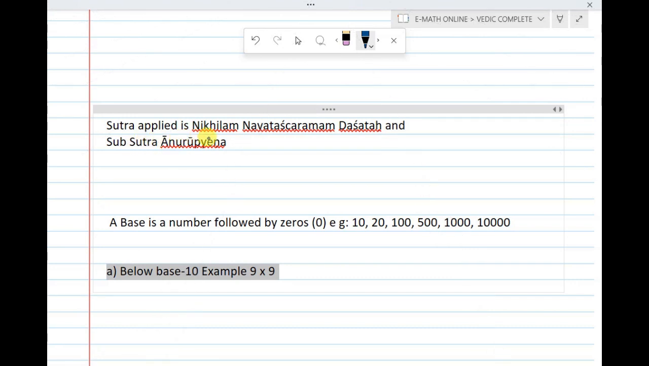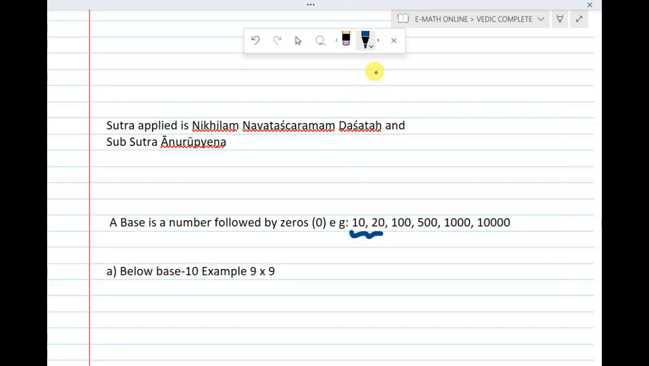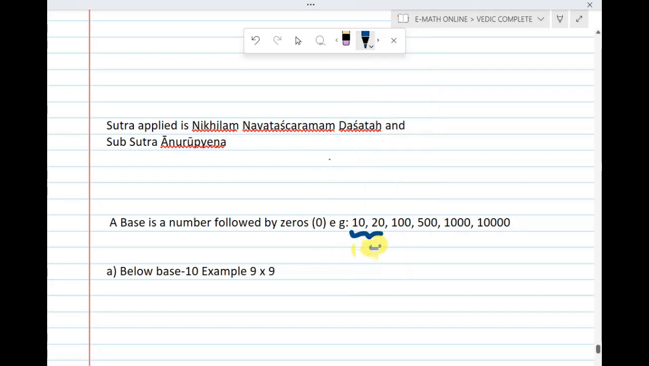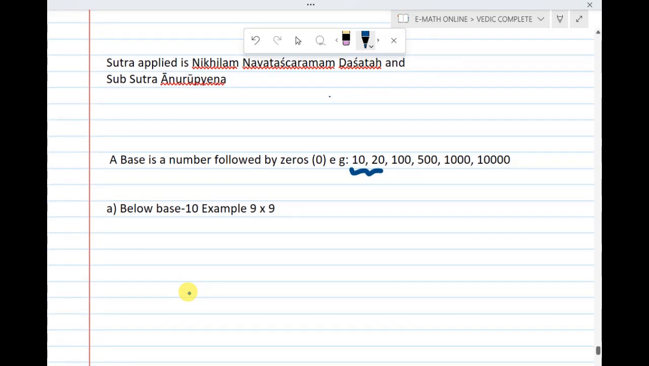The sutra applied is Nikhilam Navatashcaramam Dashatah and the sub-sutra was Anurupyena. Remember these two techniques, these two formulas. The base is a number followed by zeros, for example 10, 20, 30, 40 and whatever it is, and 100, 500, 1000, 10,000 and so on. In this video, we just discuss these two bases, 10 and 20. Let's consider an example.